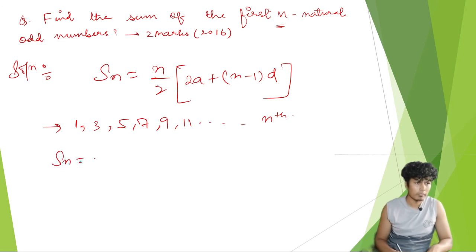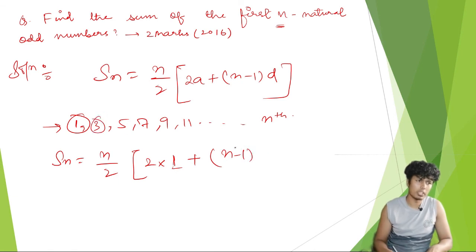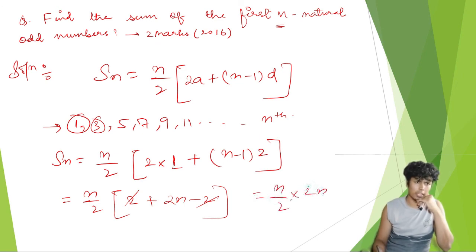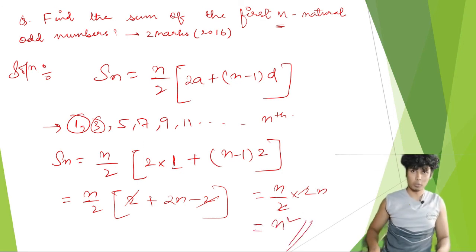So Sn is equal to n divided by 2, 2 into a, which is 1, plus n minus 1 into d. What is d? d is 3 minus 1, that is 2. Is equal to n divided by 2, 2 plus 2n minus 2. 2 cancels. Simple, right? It will be n divided by 2 into 2n. 2 cancels. It is n square. So our answer is n square.